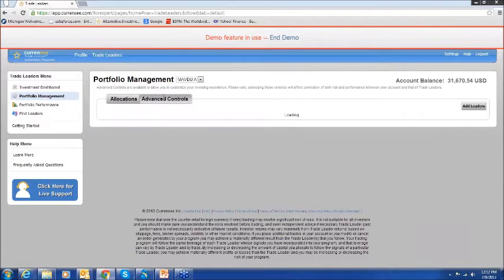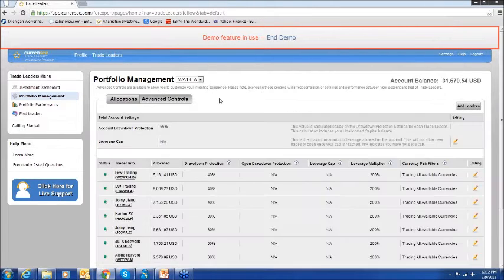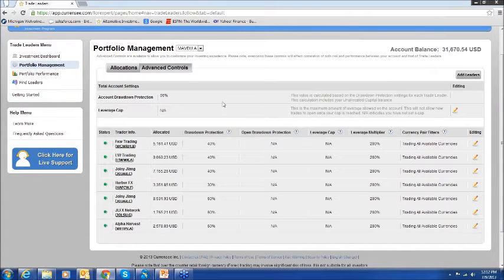And this is really neat, right? We have an advanced controls feature for you as well. So again, unlike a typical managed account or hedge fund, you, the investor, have total control of your account as far as the risk metrics and allocations. This particular feature, the default drawdown is 30%. This particular client has increased that. The leverage cap, you have the ability to set a leverage cap on your account.